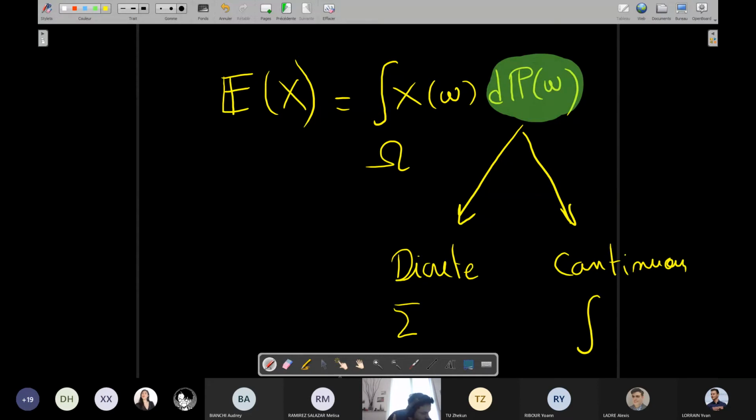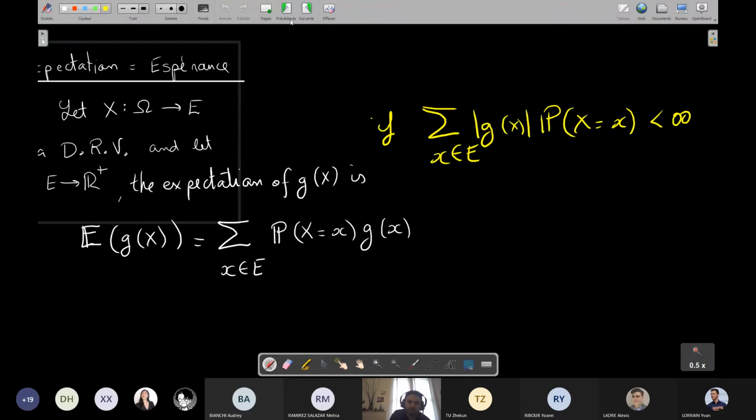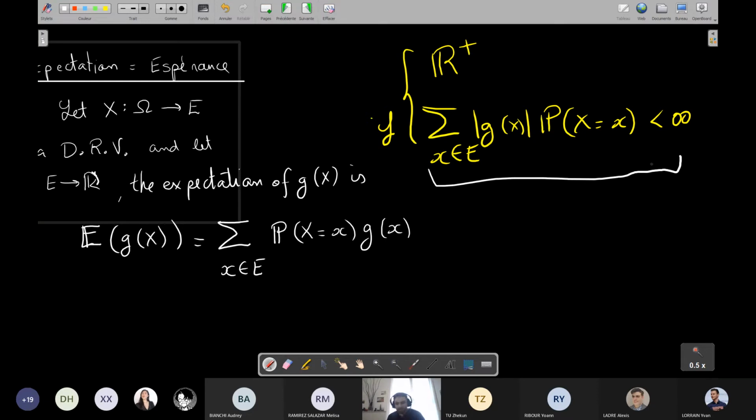Now, why does G have to be positive? It's actually not required to be always positive. The thing that I need is this condition. So there are actually two hypotheses. I can say that it has positive values, but it's not necessarily always positive. It can be negative if it satisfies this integrability condition. I can say it maybe in French if it's more clear.